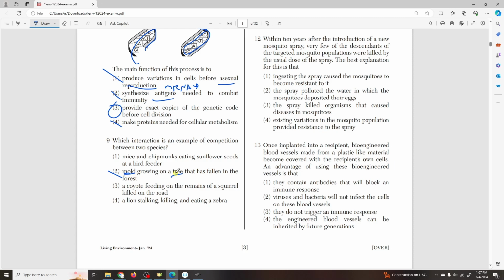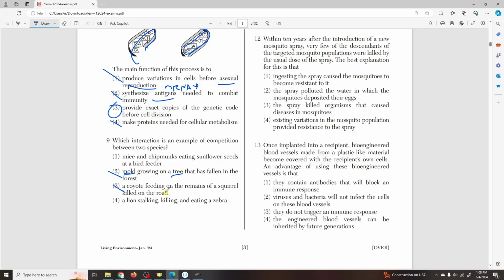Doesn't make sense. Number 3 says a coyote feeding on the remains of a squirrel killed on the road. This isn't competition because what? You can't compete with something that is dead. The car cannot eat it, right? So the car killed it, and then the coyote found the dead body and ate it, right? So there's no competition going on because it's just eating or interacting with the environment.